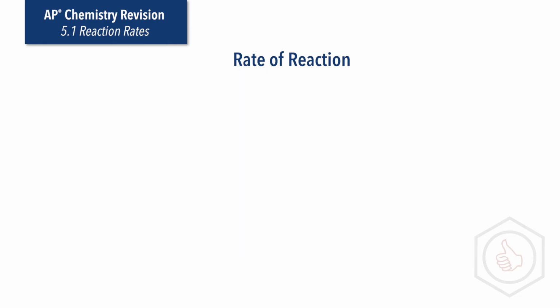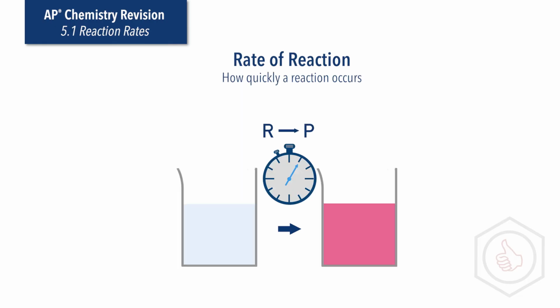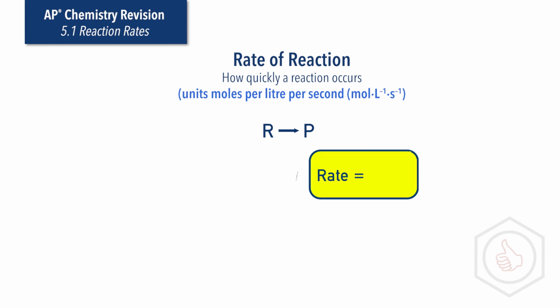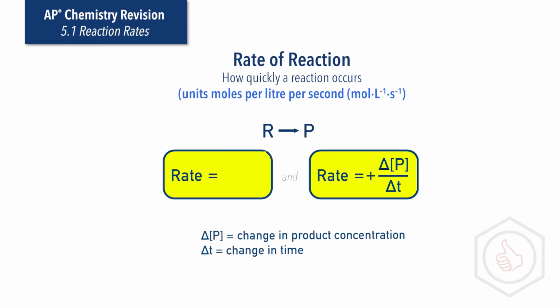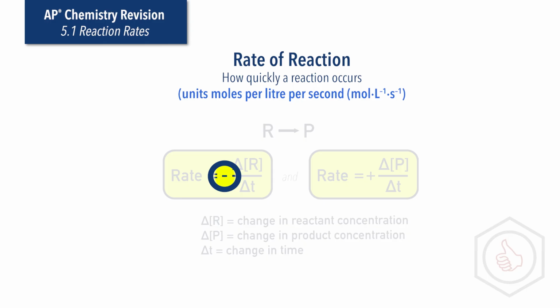Good luck revising. The rate of a reaction refers to how quickly a chemical change occurs. It is usually expressed as the change in concentration of a reactant or product over time, typically with units such as moles per litre per second. So rate equals change in product concentration divided by change in time, or rate equals negative change in reactant concentration divided by change in time. Note the negative sign for the concentration of the reactant because reactant concentration decreases as the reaction proceeds.